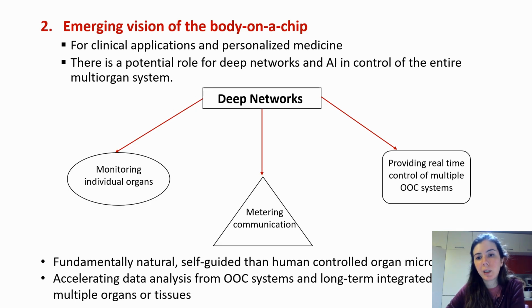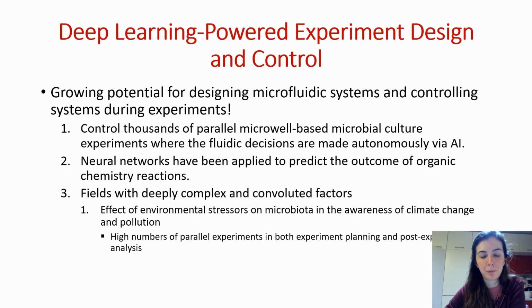Thus, we envision a clear and immediate role for deep learning in accelerating data analysis from organ-on-chip systems and long-term integrated control of multiple organs or tissues. While the majority of near-term deep learning applications will focus on post-experiment data analysis, there is also a growing potential for designing microfluidic systems and controlling systems during experiments.